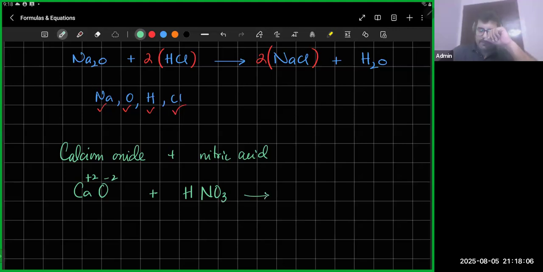The reaction would be the same. The oxide will accept the H coming from the acid, and together they're going to form what? They're going to form water, right? And whatever is left, that's your salt. So what is left? It's calcium and NO3. Calcium has a charge of group 2, so it's +2. NO3 is nitrate, with a charge of -1. If you do crisscross, it's going to be Ca(NO3)2.